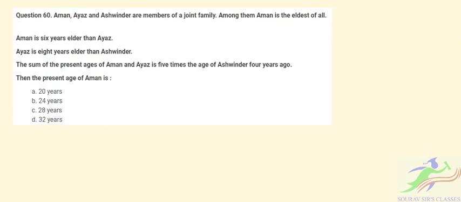Question number 60: Aman, Ayaz and Ashwinder are members of a joint family. Among them, Aman is the eldest of all. Aman is 6 years elder than Ayaz, Ayaz is 8 years elder than Ashwinder, and the sum of the present ages of Aman and Ayaz is 5 times the age of Ashwinder 4 years ago. Here, let us consider the present ages.